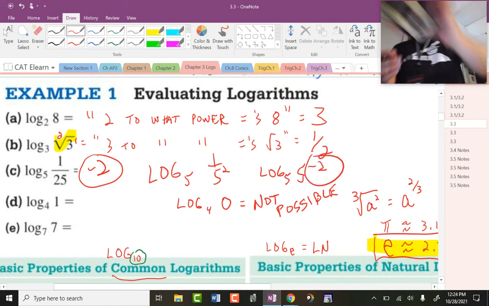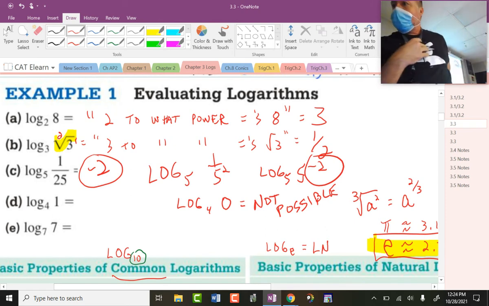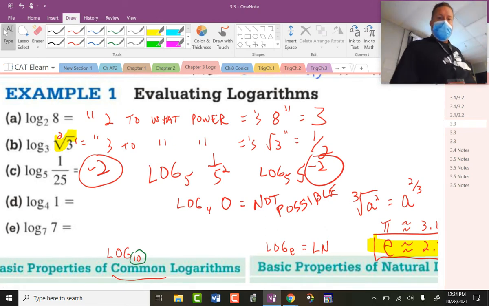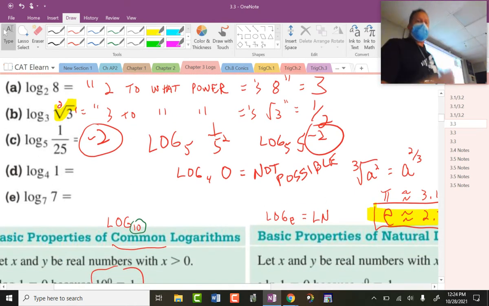All right, 14. Who's that? Matt, isn't that you? All right, think about this one for a second. 4 to what power equals 1? Oh, no, because 1/4 times 4, that's not what's happening. I need to know what power that equals.